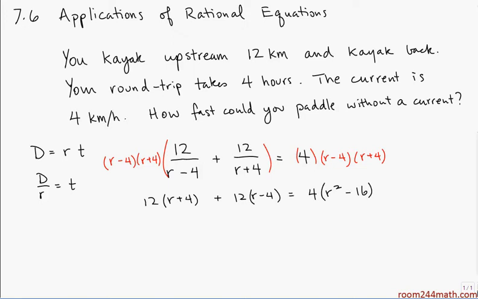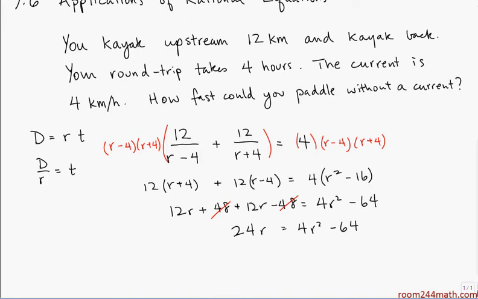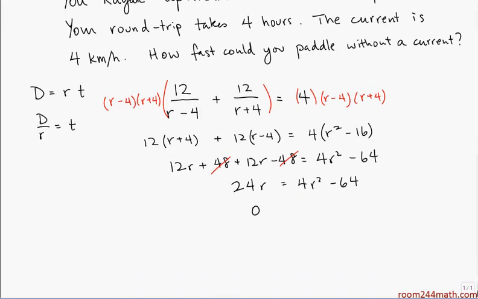Alright, if you expand everything, we get 12r plus 48 plus 12r minus 48 is equal to 4r squared minus 64. There's an obvious simplification here. The plus 48 and the minus 48 disappear. We get 24r on the left and 4r squared minus 64. So this is a quadratic. I can subtract the 24r from both sides. I've got a common factor here too, which is going to make my life a lot easier if I want to try to factor this, which is 4.